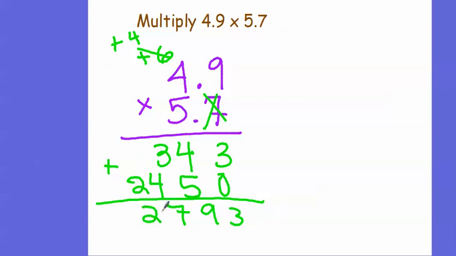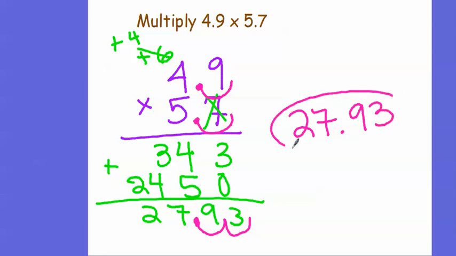Then our last step, always have to remember this. To get the correct answer, we're going to check and add our decimal point. We've got 1 place value over, 2 place values over. So our final answer is 27 and 93 hundredths. Remember to say a decimal point or decimal place value.